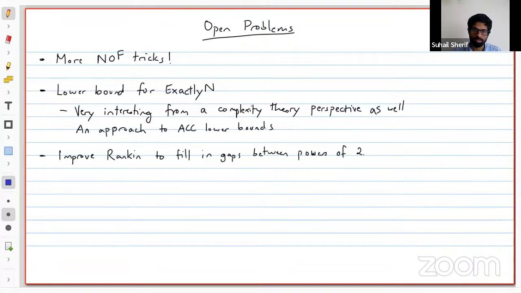Another question, which would have made more sense if I had shown the explicit protocol for Rankin, is to fill in gaps between powers of 2. The construction of large sets that Rankin gets is really the same for KAPs, where K is between powers of 2, and it jumps at every power of 2. It'd be interesting to have a more smooth growth of largeness.